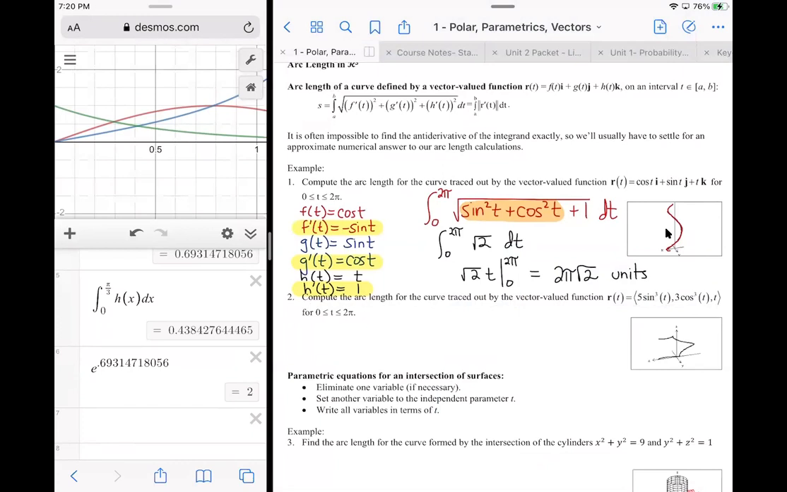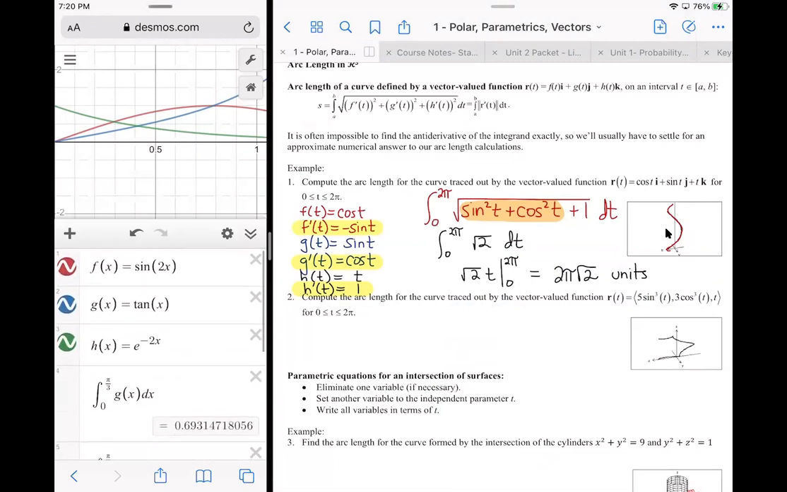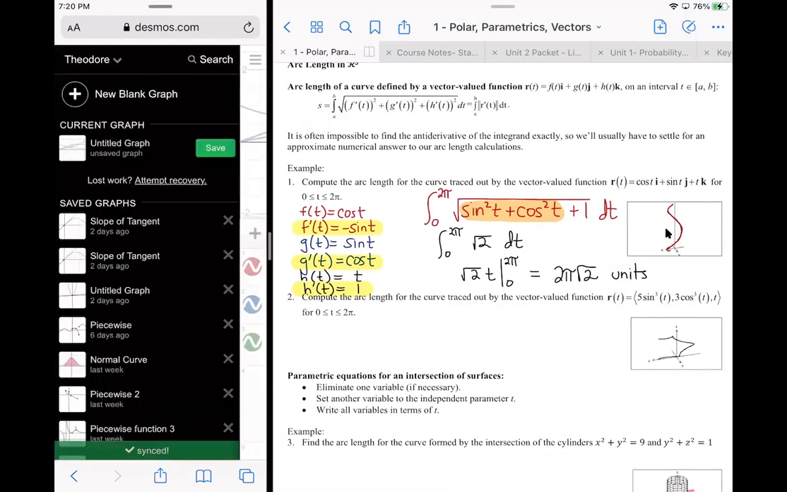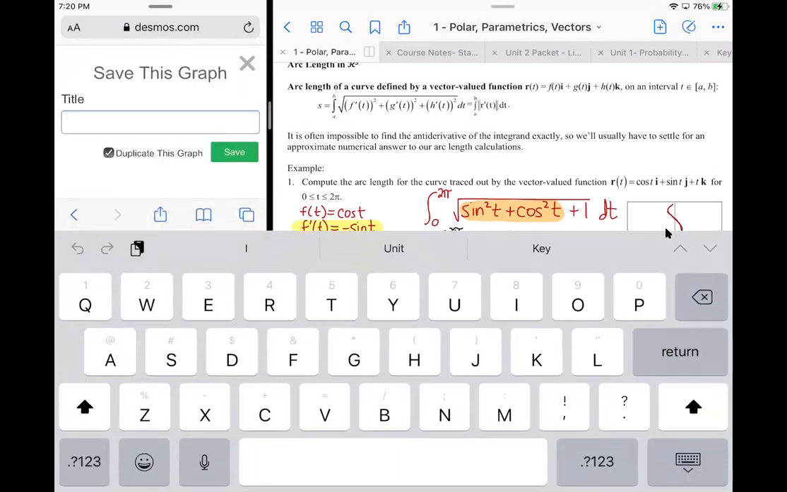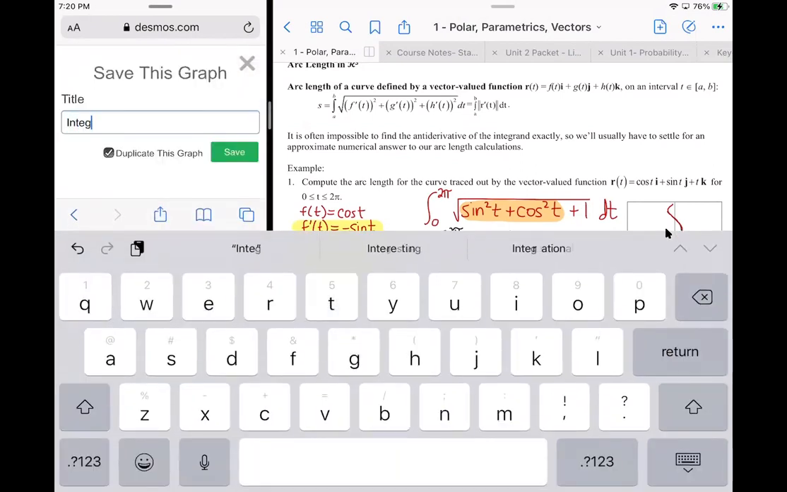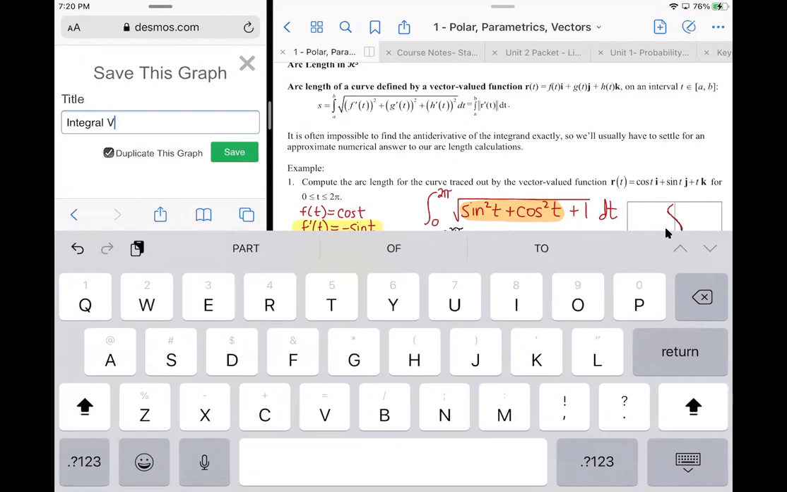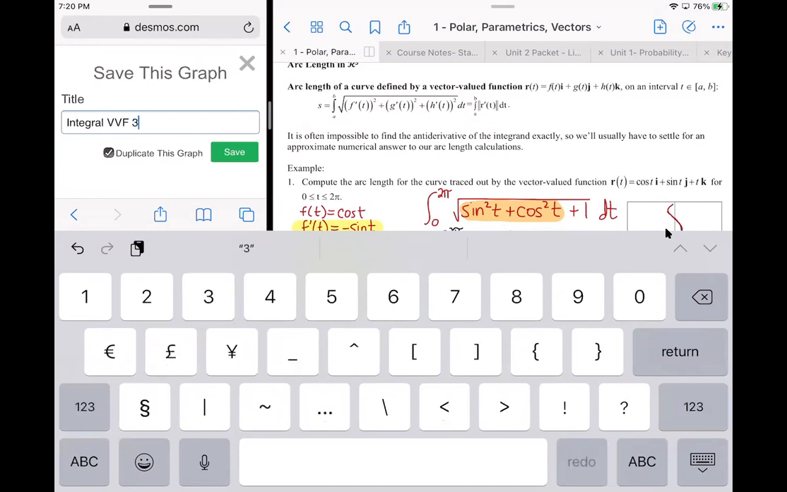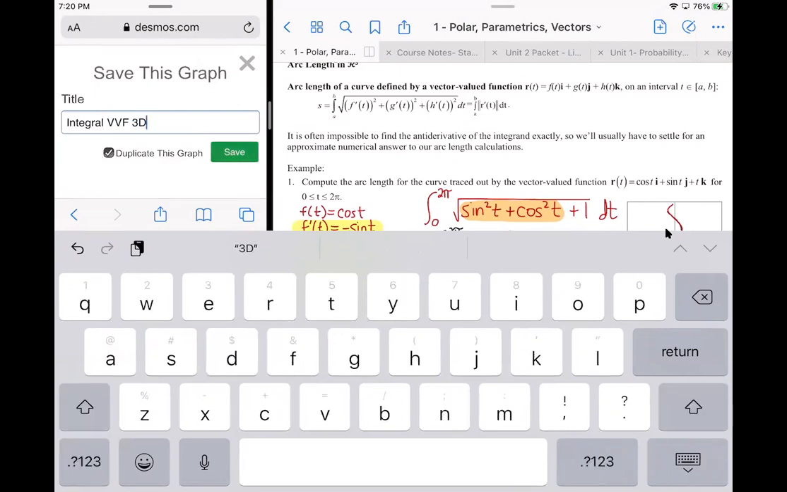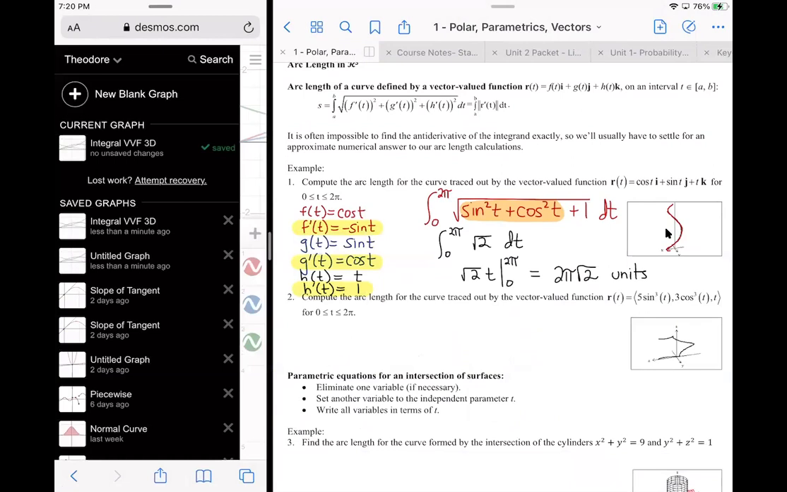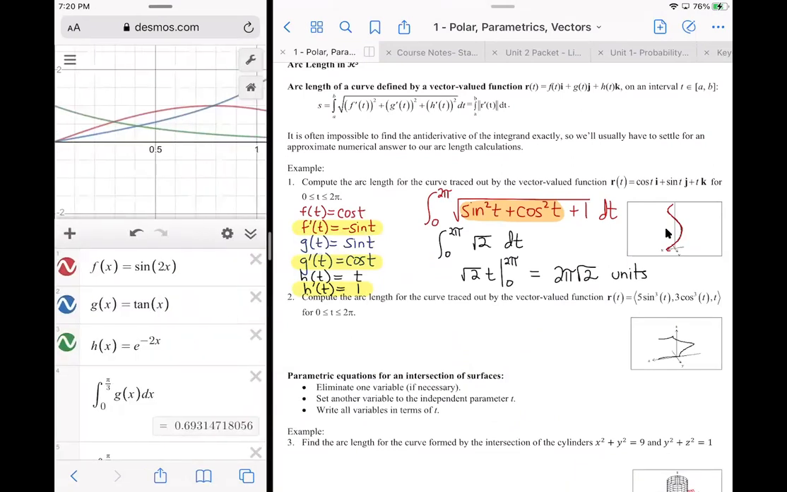All right, so 2 pi radical 2, and that's really it. All right, so let me save this as integral VVF in 3D. I'm just saving that so that next time I want to integrate the 3 different components, I just put them in as F, G, and H.